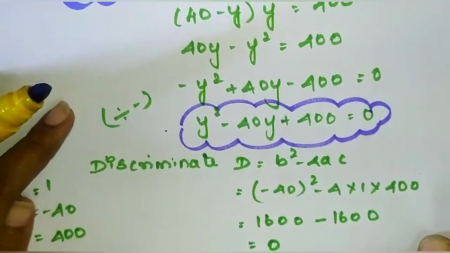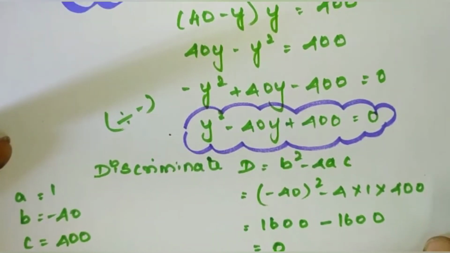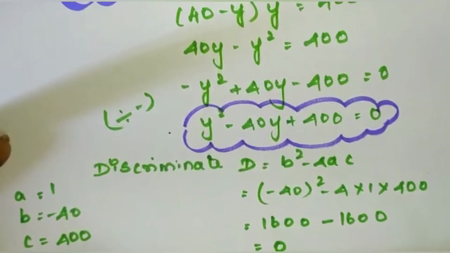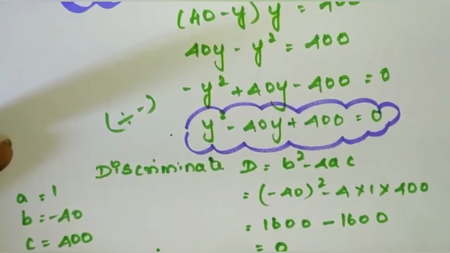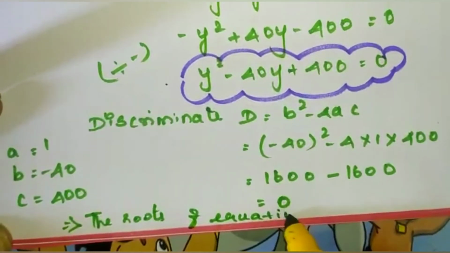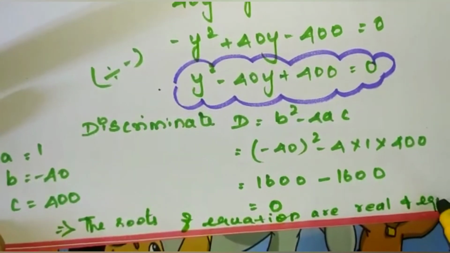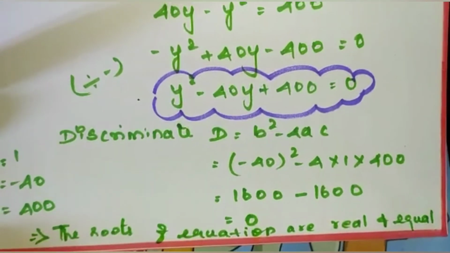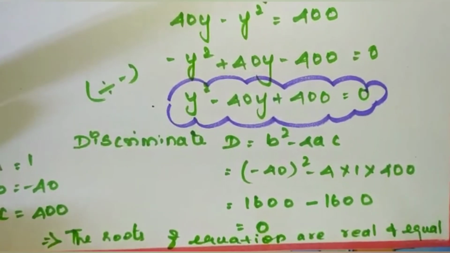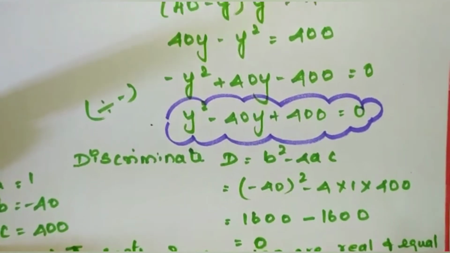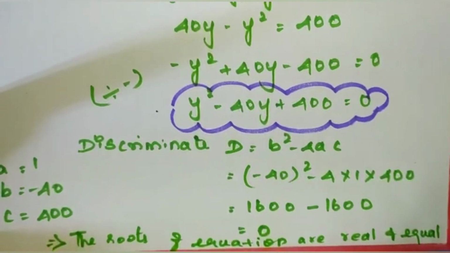Then what will you get? If you get discriminant is equal to 0, it means the roots of the equation are real and equal. The roots will be real and equal. So we can find the value of length and breadth. It is possible to design a rectangular park. Now we have to find the length and breadth.